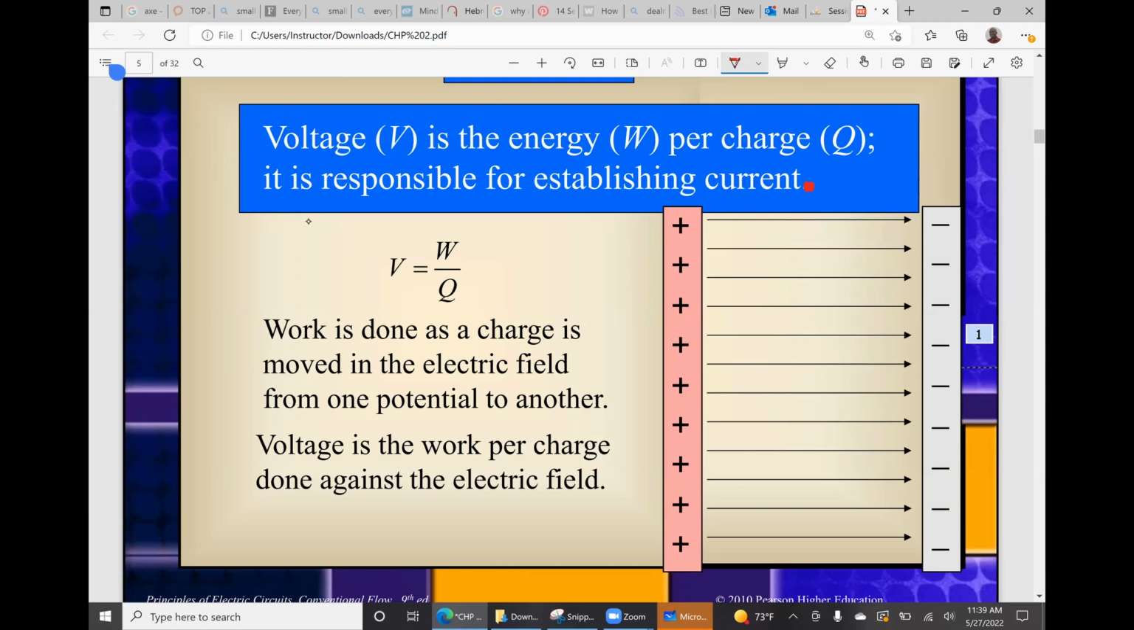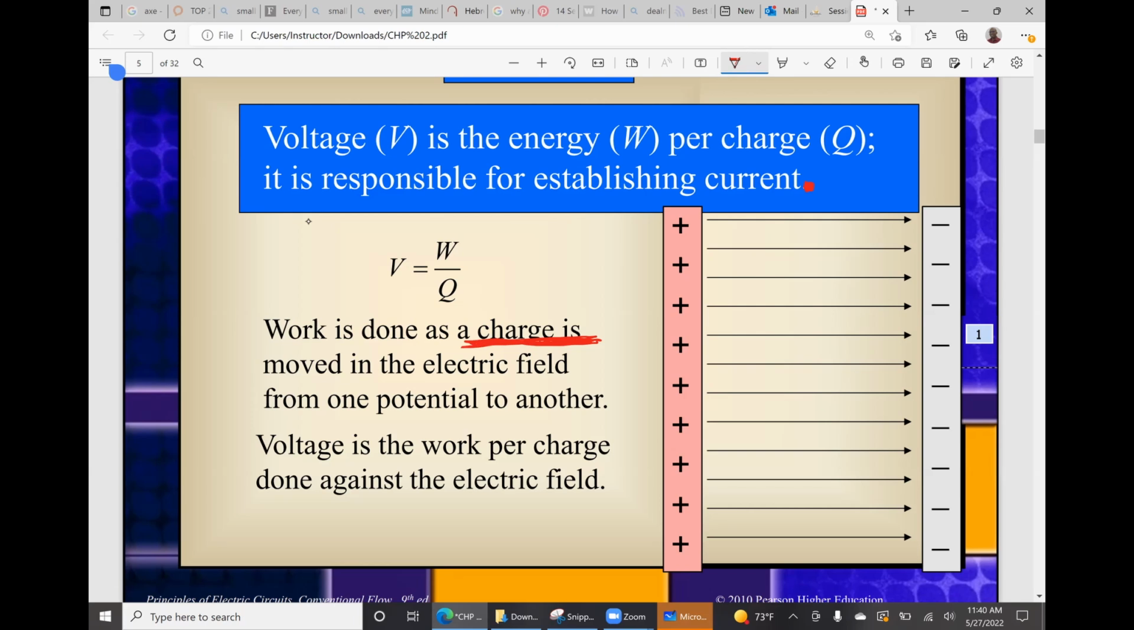Work is done as charge is moved in the electric field from one potential to another. And again, when we talk about charge moving, the carriers of charge is actually the electron. So as the electron moves, you have the negative charge moving. And again, depends from where it's moving from. If it's moving from a neutral atom, we have a positive charge being created, because we have a positive ion being created. So work is done as charge is moved in the electric field from one potential to another.